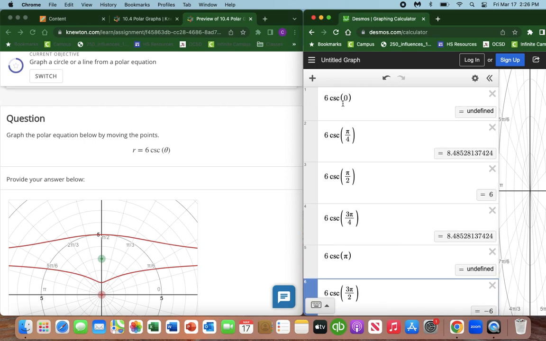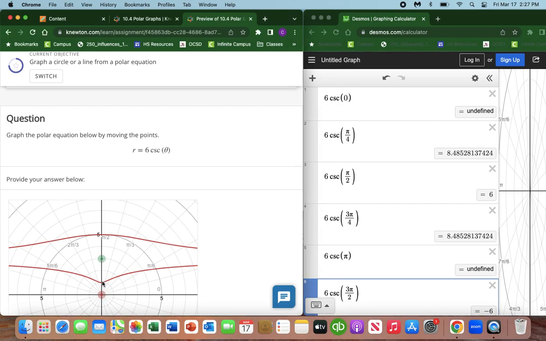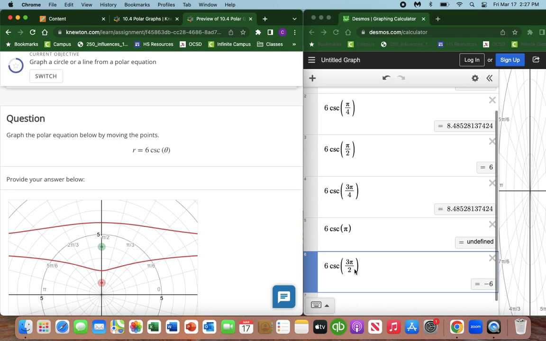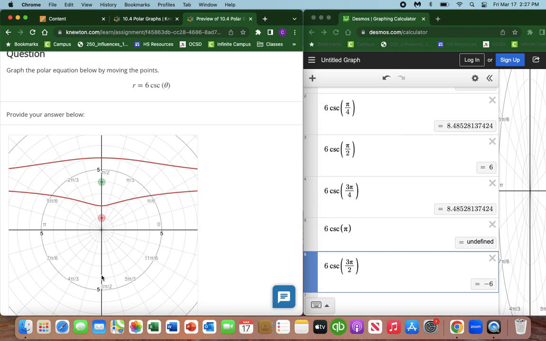All right. When we're at 0 degrees, we have an undefined radius, so it's not defined there. I'm going to ignore the pi over 4 and the 3 pi over 4 for now. I'm going to go to this pi over 2. It says pi over 2, we get 6. So pi over 2, we get 6. 3 pi over 2, we get -6. So if I go down here to 3 pi over 2, I'm getting -6, which would be up here.